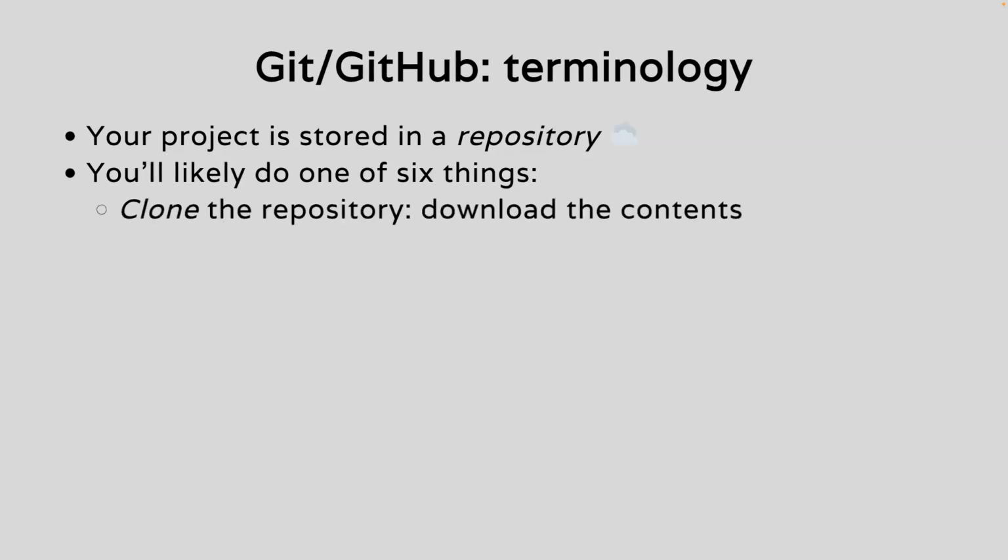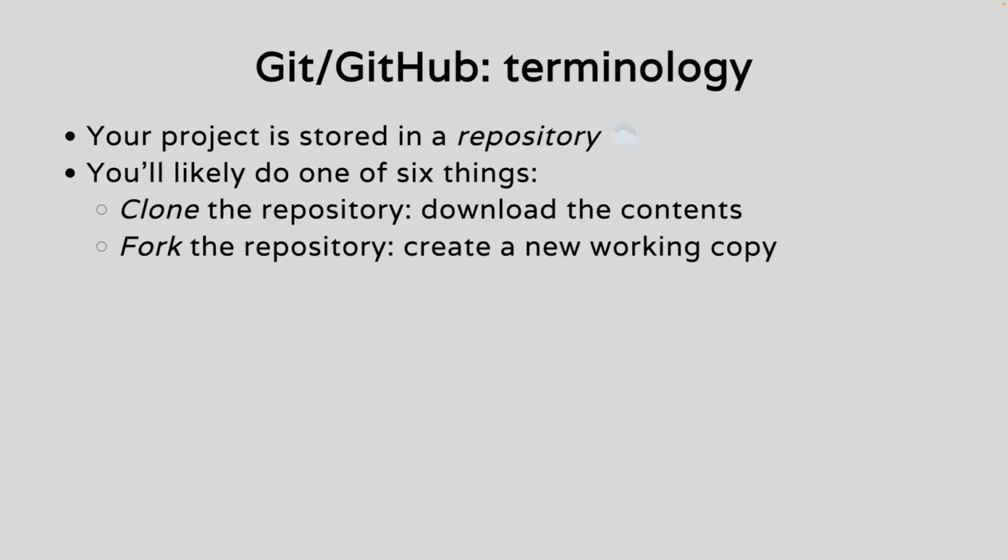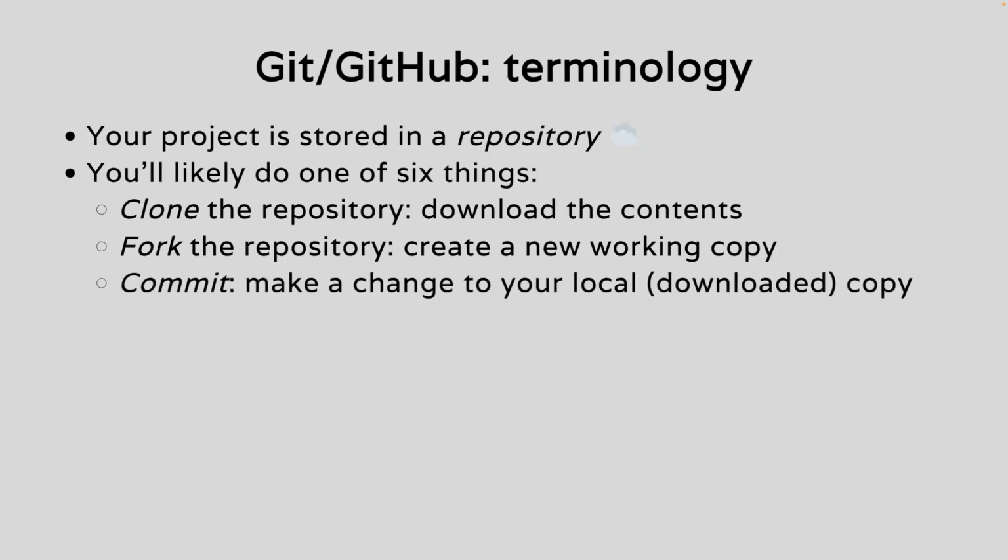Okay, so you could clone a repository. What that means is you're downloading the contents onto your computer that you have in front of you. You could fork the repository, which means you take the thing that's on the cloud and you make a new copy of it also on the cloud. You could commit a change. So you make a change, you write some code on your computer, and then you want to make it part of your project. And that change is in your local copy.